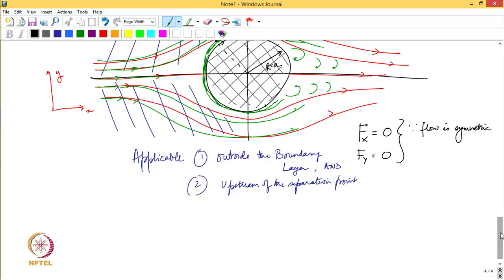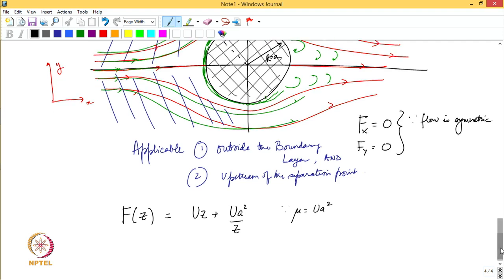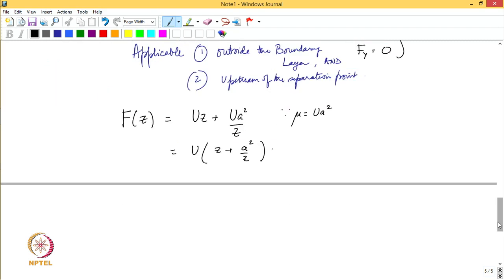So, just to summarize now and to give you some sense of how to complete the entire discussion on this problem, what we have come up with so far is a complex potential which is given as U z plus U a square by z. Recall that mu is U a square. So, we can write this as U z plus a square by z. That is the complex potential for flow past a circular cylinder without circulation. Let us try and calculate the velocity field for this flow now.